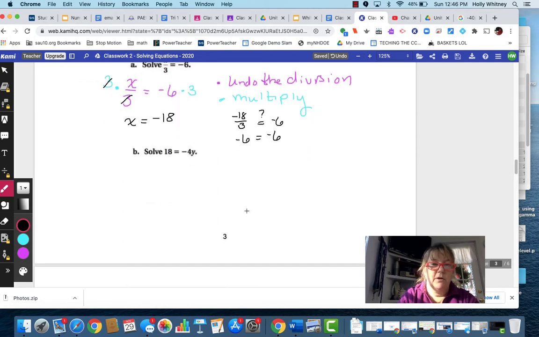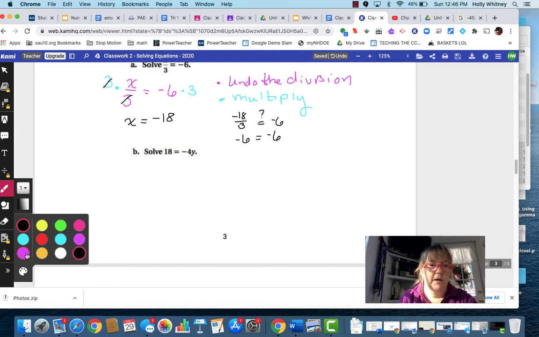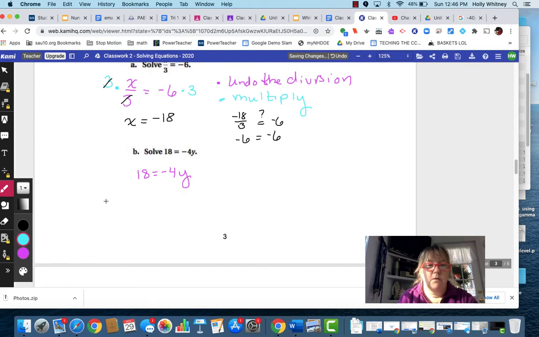All right, let's try 18 is equal to -4y. Well, the first thing I'm going to do is undo the multiplication. Because remember, the math that goes on between the -4 and the y is multiplication. So I'm going to divide both sides by -4. So -4 divided by -4 is 1. So I am left with y. A negative divided by a negative is a positive.